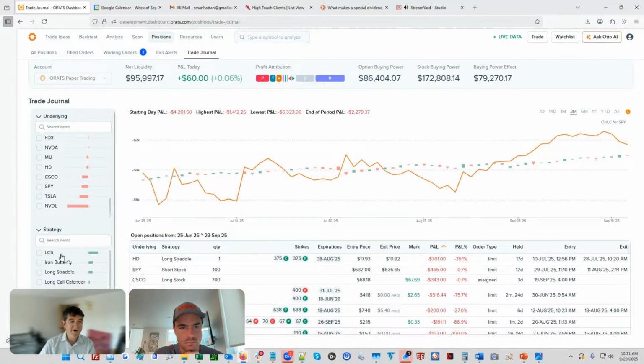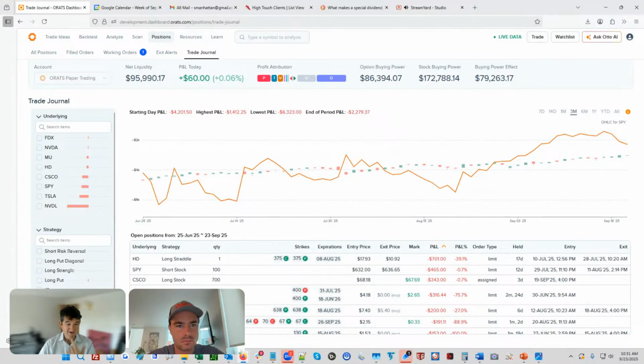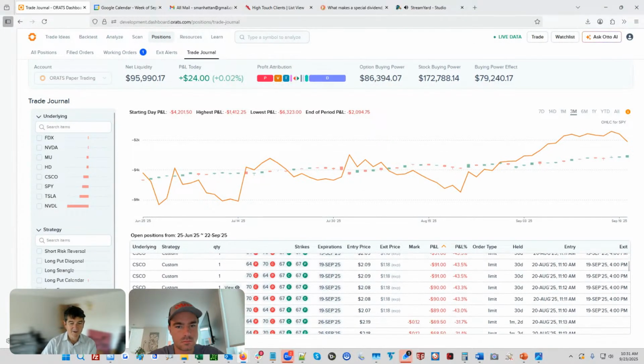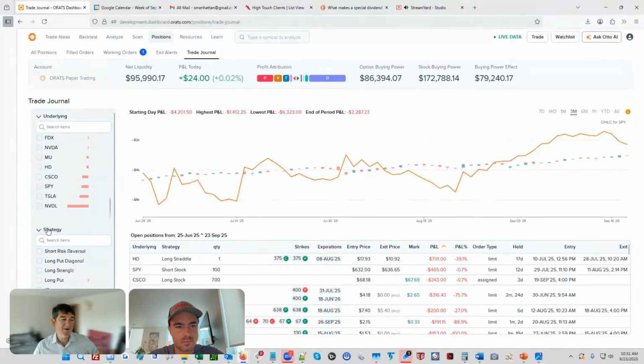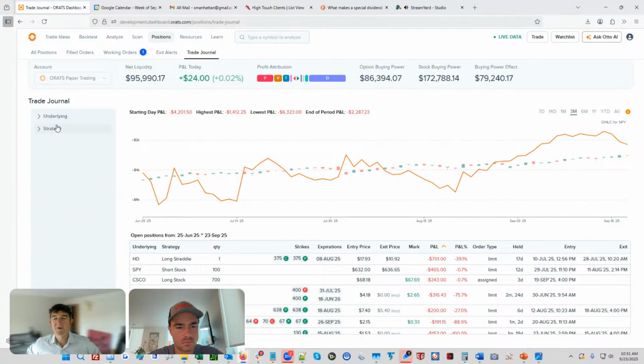Then I could look at it by strategies. Here's a long call spread. That's the one that we saw for gold, and then the short stock. Again, I probably didn't get out of short stock, and that's what cost me. But yeah, very cool. This is a great way to test your strategies and see which underlyings and which strategies you're doing well in, and that's a good thing to do before you go live with anything.